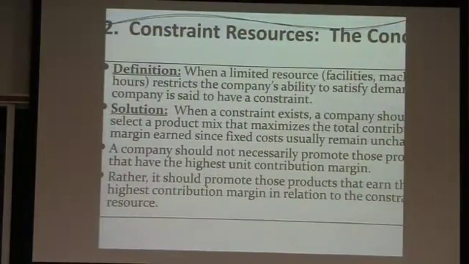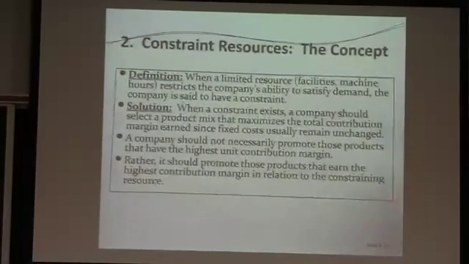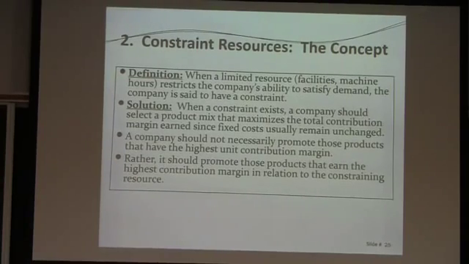Okay, so before we solve this problem, we need to take a look at two technical materials. The concept here is constraint resources. So what is a constraint resource? It's defined as a resource that has limited capabilities. It could be a facility, i.e. we only have 1,000 square feet and we need 1,200 square feet to accept the special order. That's a limited resource. Machine hours would be one. Processing machine hour time would be one. It restricts the company's ability to satisfy demands, and the company is said to have a constraint resource.